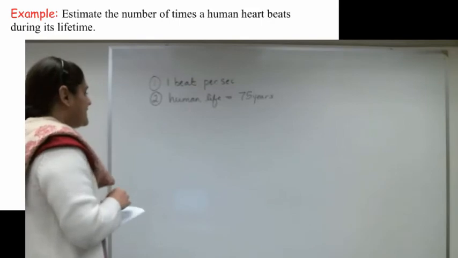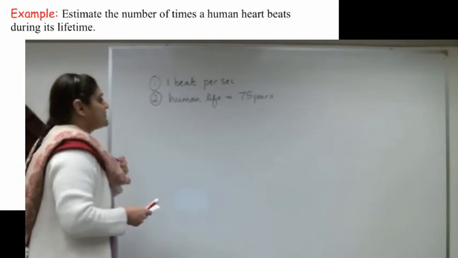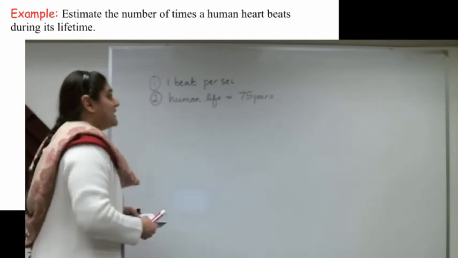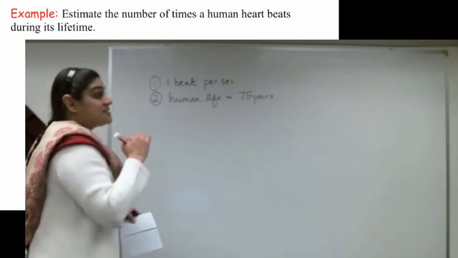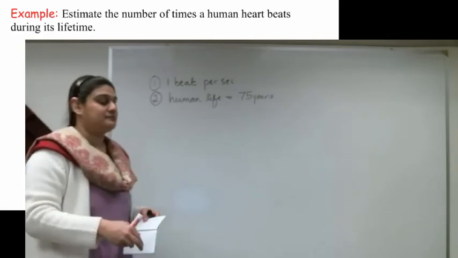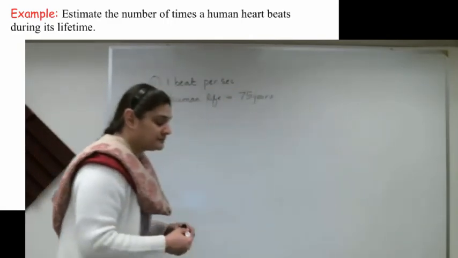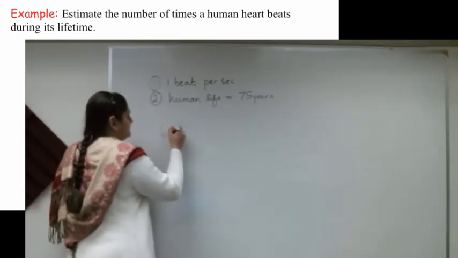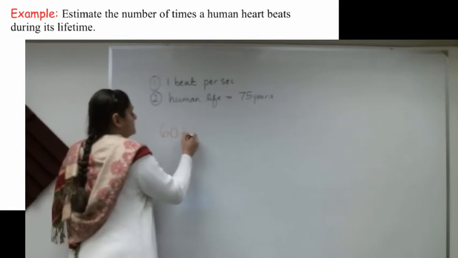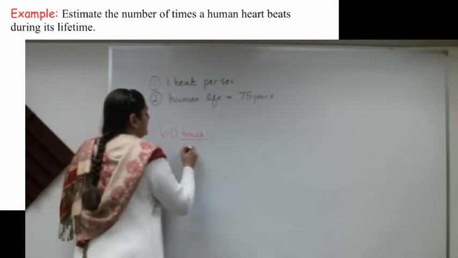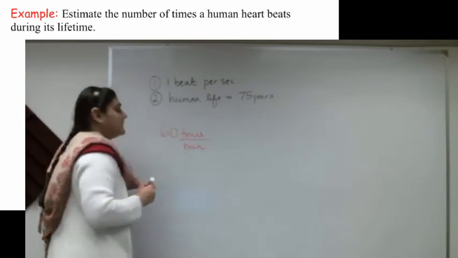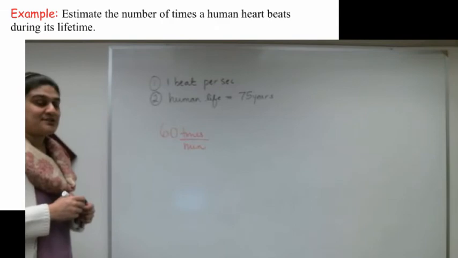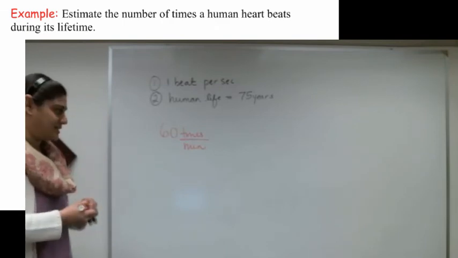Now, how do I solve for how many times his heart beats during the course of 75 years? Okay, so let's start at the beginning. So he lives for 75 years and his heart beats 1 beat per second, which means that his heart is going to beat 60 times a minute. Okay? So, 60 times per minute, right? 1 minute is equal to 60 seconds.